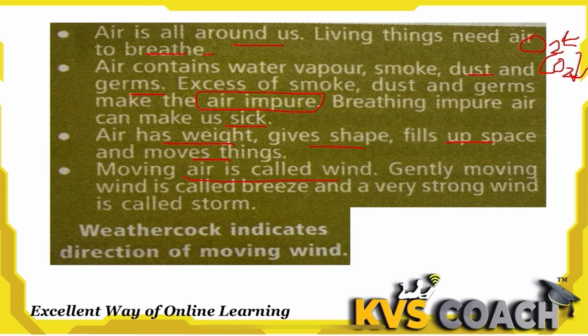So moving air is called wind. What is wind? When the air moves fast, that is called wind. Gently moving wind is called breeze. In the morning, when we go out for a morning walk, you can feel that breeze. That is gently moving wind. And a very strong wind is called storm. So here we learn about three terms: what is breeze, what is wind and what is storm. So moving air is wind. Gently moving air like in the morning is known as breeze. And very strong wind is called a storm.